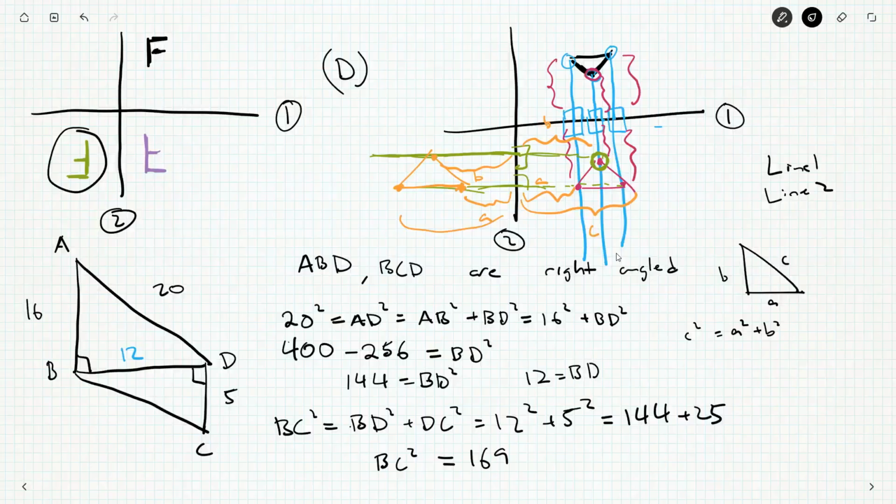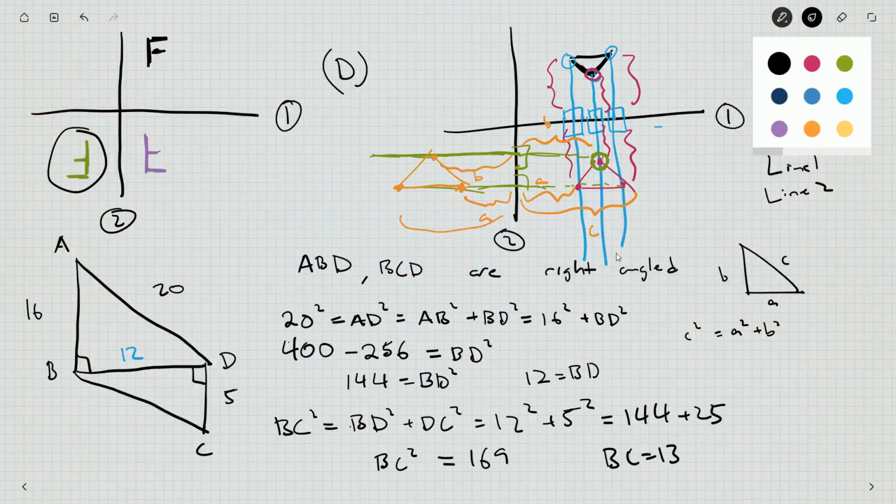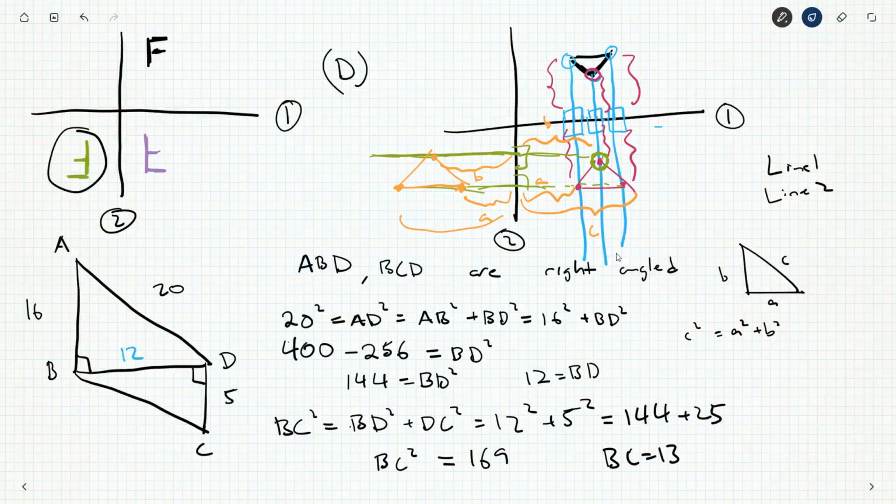But that's the sort of thing that if you're going to keep going on these contests, you'll eventually pick up, and it's something I suggest people memorize. So BC is 13. So we get our final answer. We'll use the darker blue, 13.